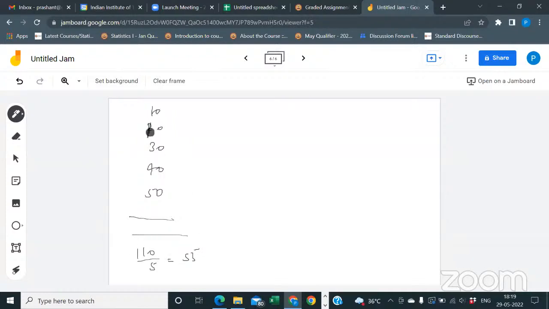Suppose the whole thing is 100, so the mean will be 20. Then you can easily subtract the things, you can easily square the things, and the calculation will be like that. In practice and graded assignments, we gave a little bit more complicated ones.